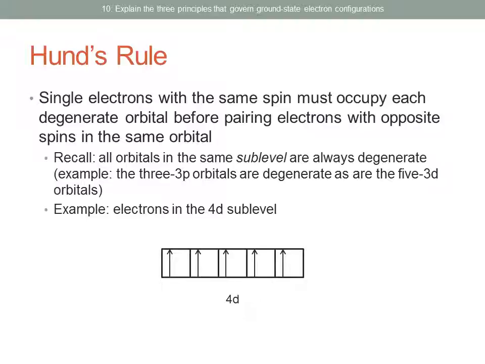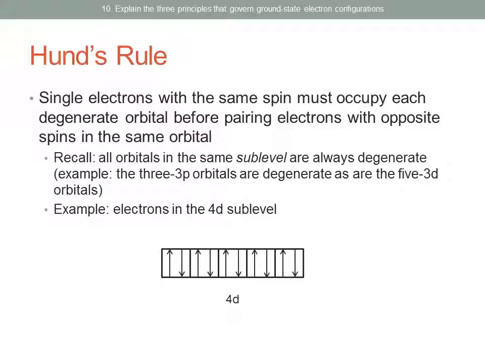So if we were to have a 6th electron, that would go in the first orbital and that would have a negative spin, because as we just saw, we can't ever have the same spin in the same orbital. And then we would just continue this. A 7th electron would pair in the second orbital, an 8th electron would pair in the third, a 9th electron would pair in the fourth orbital, and a 10th electron would complete that sublevel and pair in the fifth orbital.